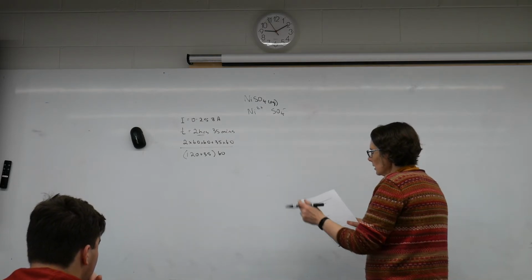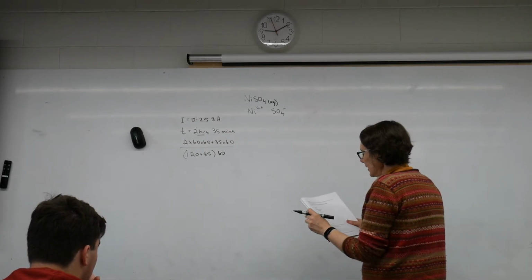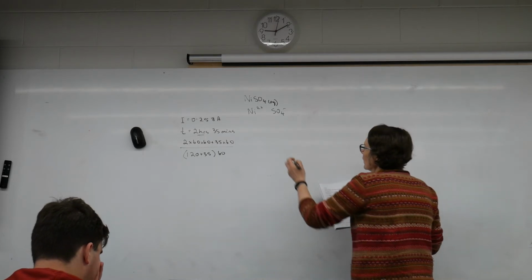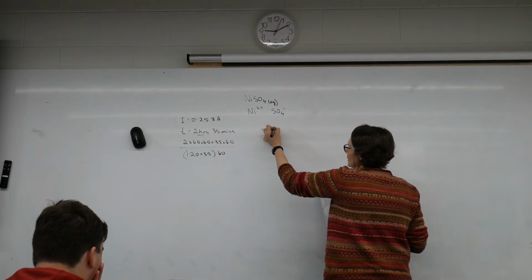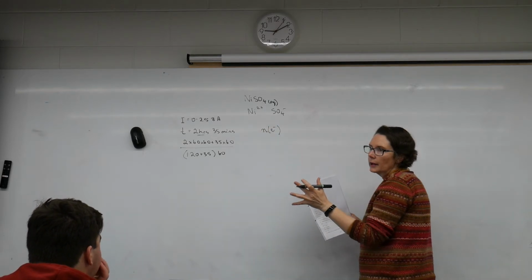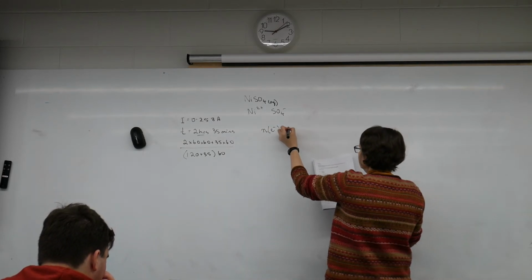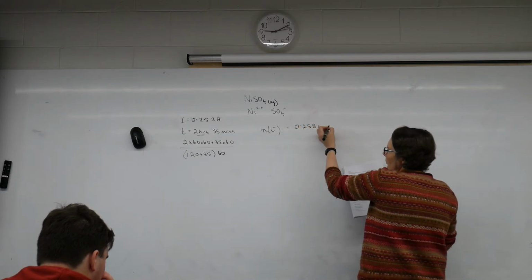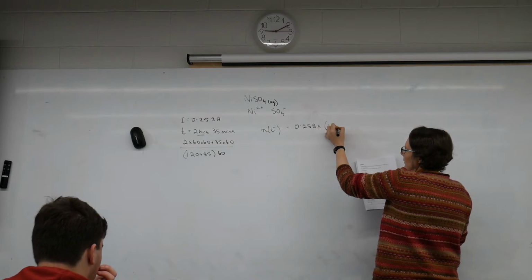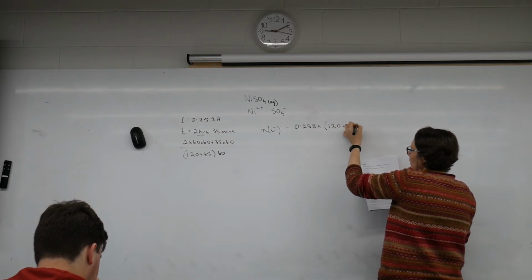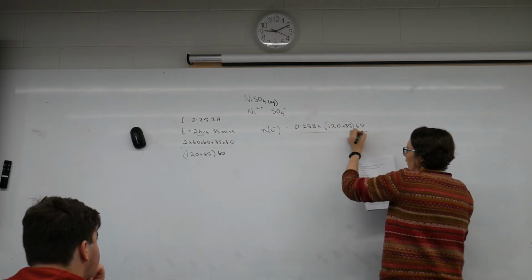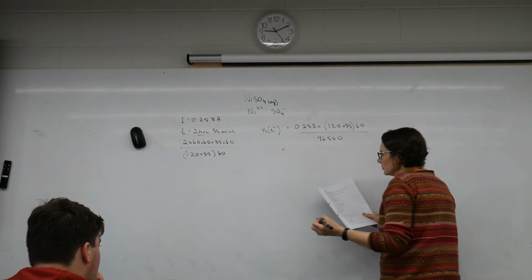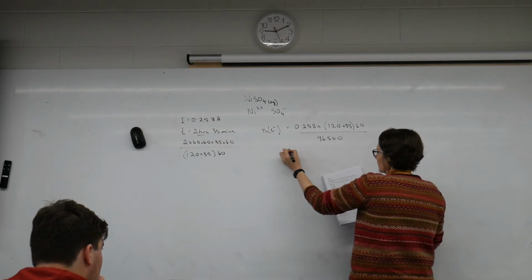And we know our current, and we have our formula for finding electrons. We haven't even thought yet about our nickel. 0.258 times, however we want to write that, divided by Faraday's constant tells me the moles of electrons.